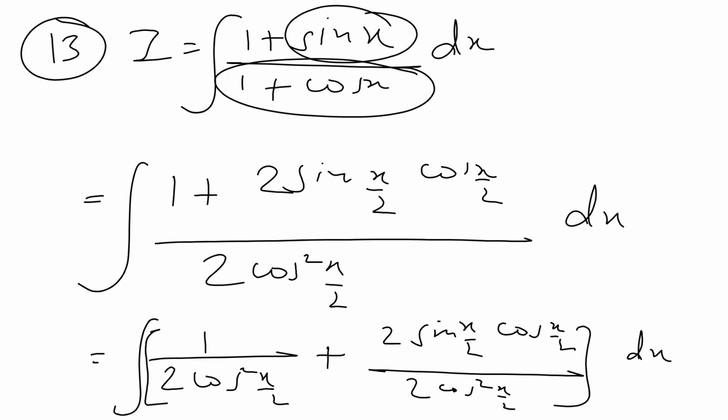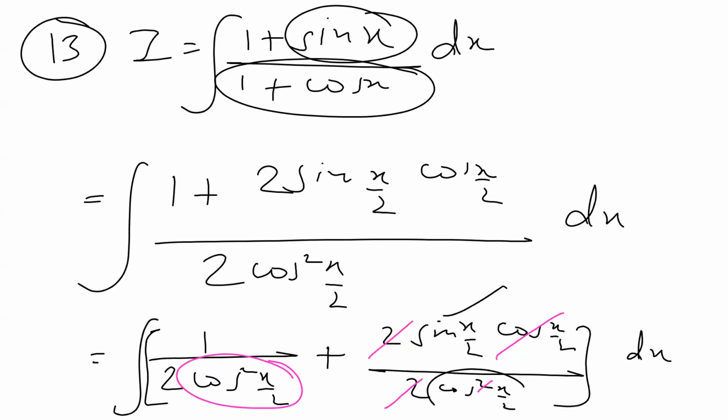Okay, so this 2 and 2 is gone, cos and this cos is gone. So send this cos square up in the numerator, so it is going to become sec square x by 2 upon 2 plus this sine upon this cos is tan.